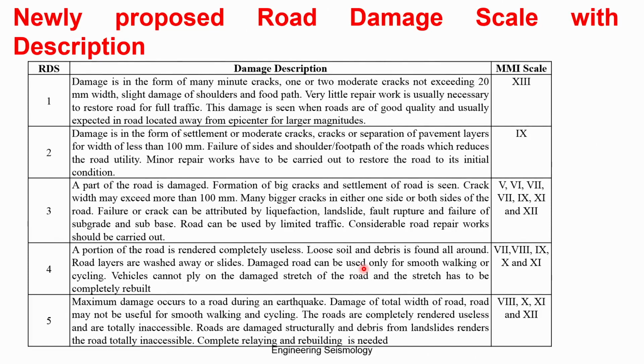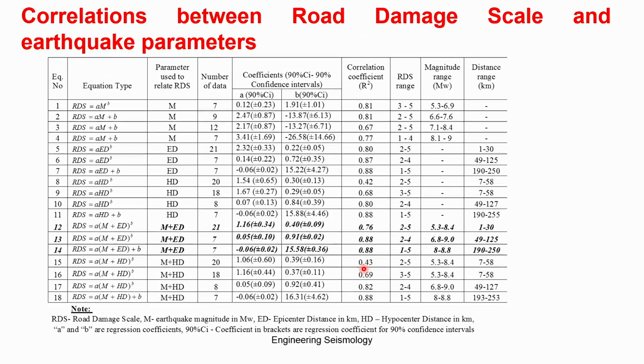Then you can see that MMI scale 5, 6, 7 has been used for RDS 3, 4, and then 8 is used for RDS 5 and 4, which doesn't basically fit. So that means the MMI scale, or any intensity scale other than the RDS scale, cannot be used to describe or quantify the road damages due to the earthquake. That is the message we want to emphasize here.